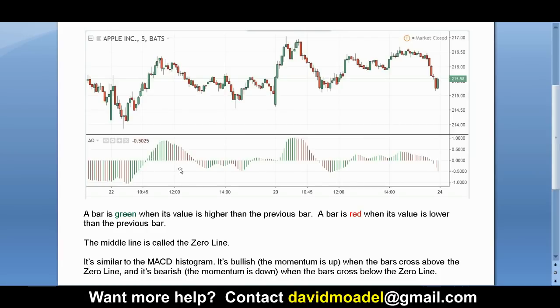And it's bearish, meaning the momentum is down, when the bars cross below the zero line. So the bars are above the zero line and they cross below. That means that the momentum is downwards, and that supposedly is a bearish sign, a bearish indication.